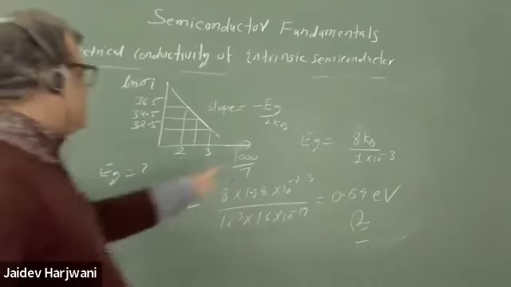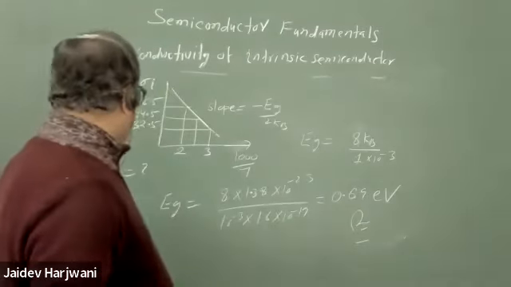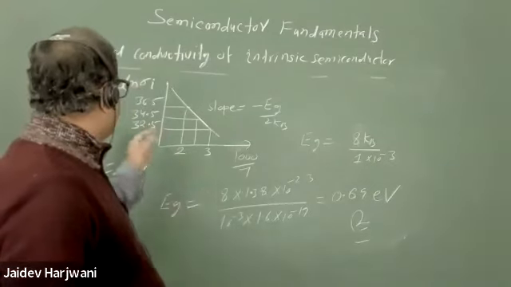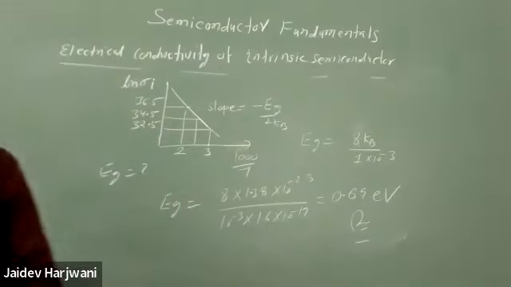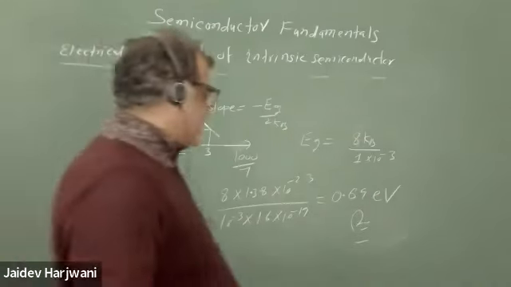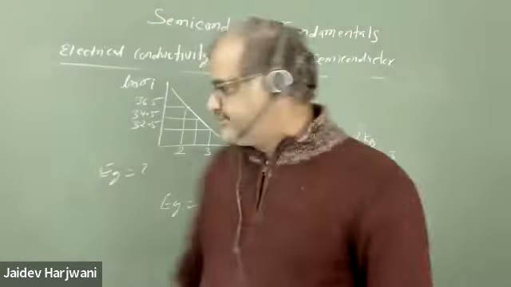And slope, there was EG by 2, na? EG by 2. So have I written? Yes, I also included 2 in this 4. Okay, check it, how much is coming. 0.69, sir. Okay, 0.69. So that is the answer. Okay.